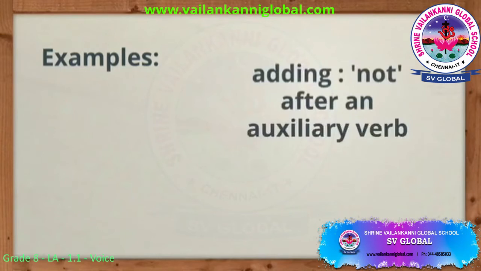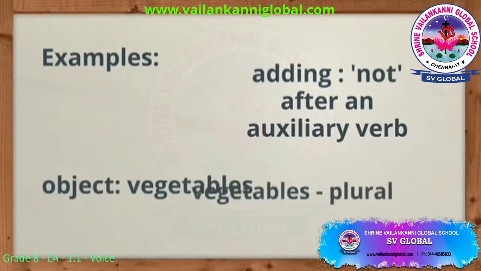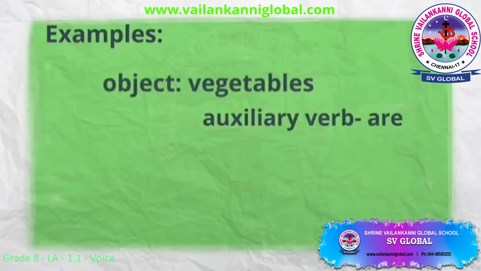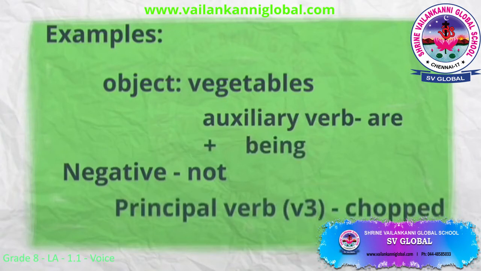Quickly let's change it into passive form, because we are going to add not only after the auxiliary verb. So let's find out the object of the statement. What is it? Yes, it is vegetables. Is vegetables singular or plural? Of course it is plural, and so the auxiliary verb is are, A-R-E, are. After adding are, what are we supposed to do? Yes, it is a negative statement, so we are supposed to add not and then we must add being. Then add the principal verb in verb 3 form, which is chopped.